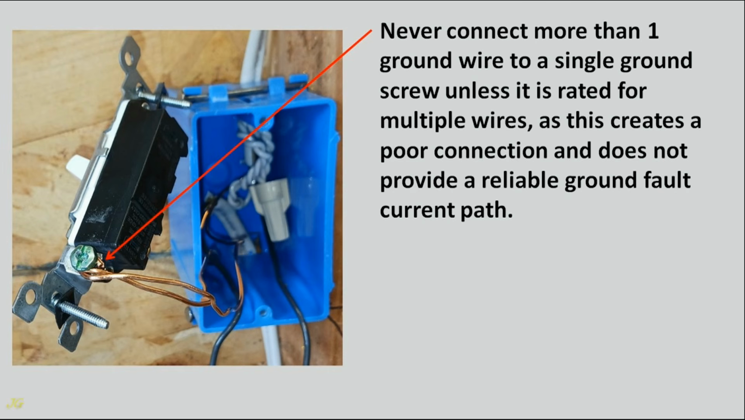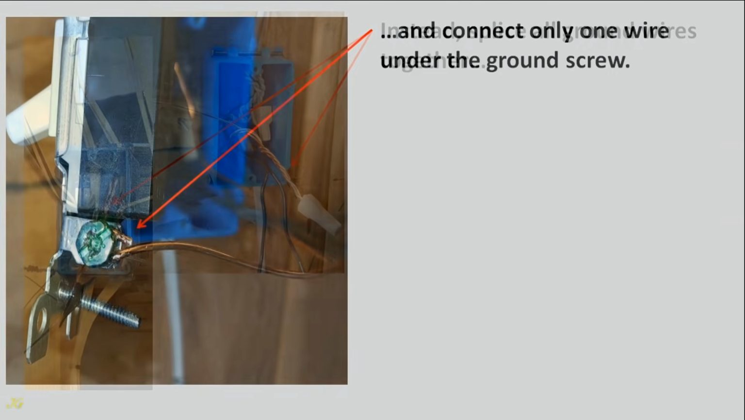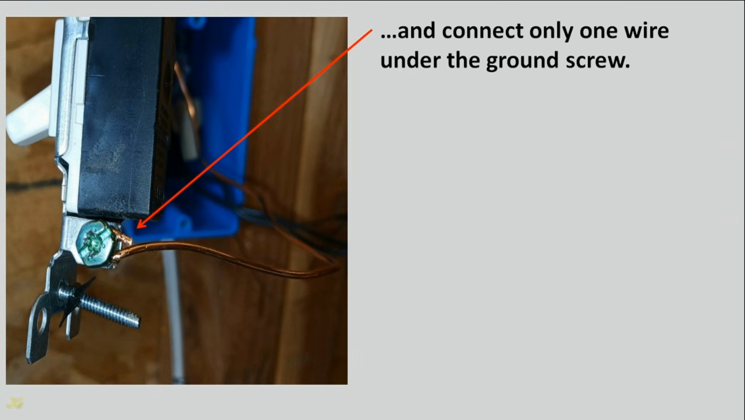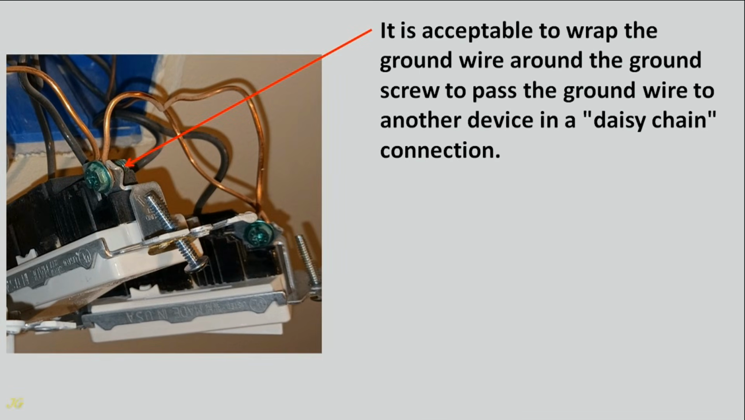Never connect more than 1 ground wire to a single ground screw unless it is rated for multiple wires, as this creates a poor connection and does not provide a reliable ground fault current path. Instead, splice all ground wires together and connect only 1 wire under the ground screw. It is acceptable to wrap the ground wire around the ground screw to pass the ground wire to another device in a daisy chain connection.